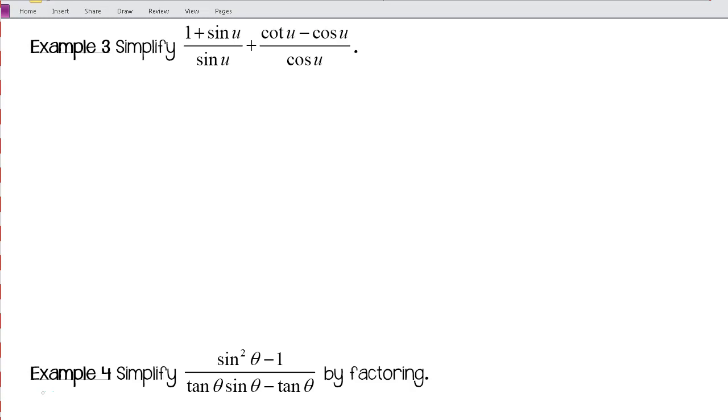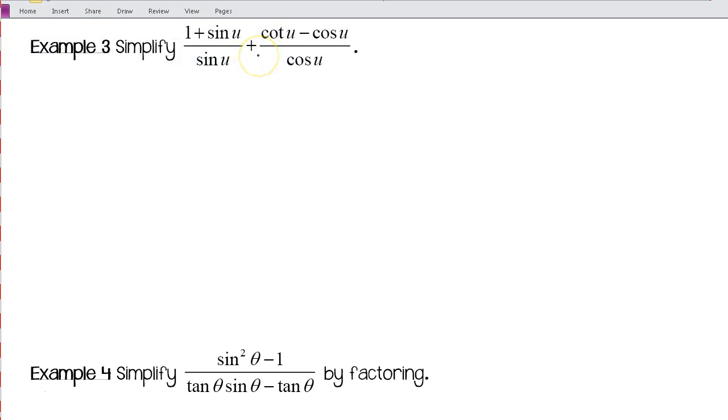We're talking about identities. This is example 3. And we want to simplify this big, ugly expression. So we have a couple of complex fractions here that we want to add. And when we add fractions, we need to find a common denominator. A lot of times with trig identities, I just use kind of a shortcut technique. It's really the same as finding a common denominator.